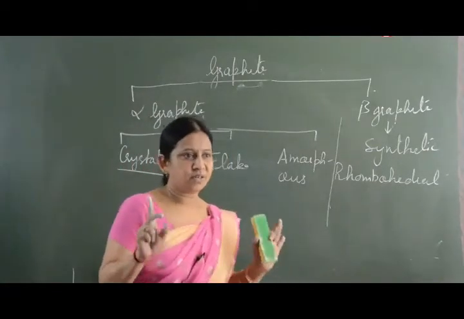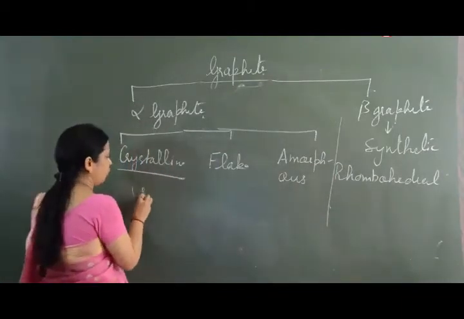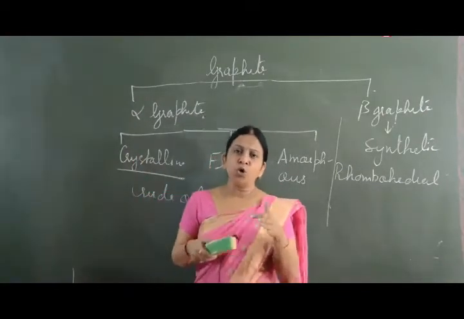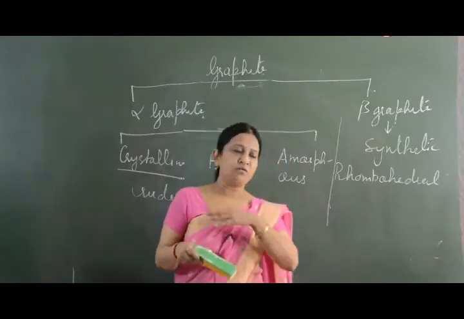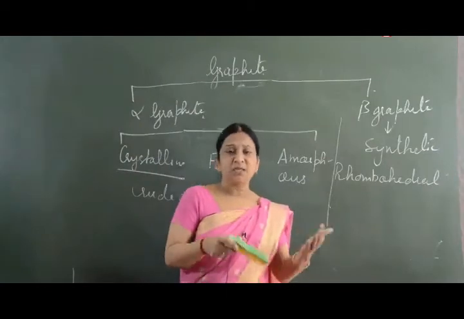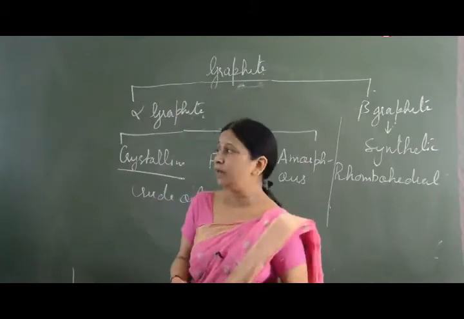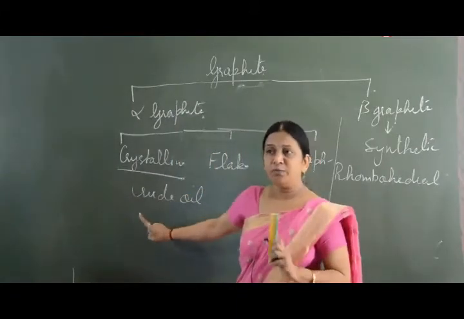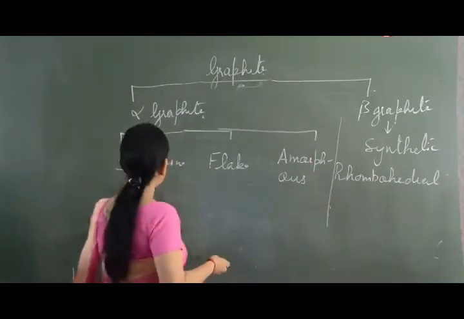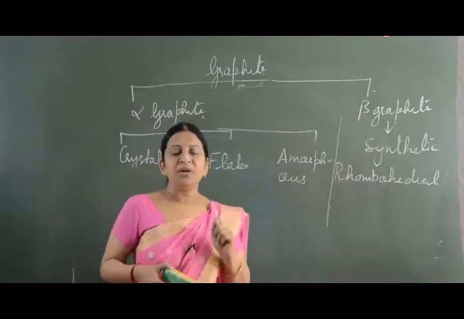It is a perfectly crystalline structure like solids, and this crystalline graphite is obtained from crude oil. In nature, the crude oil deposits which have gone through a large change in temperature and pressure with time are converted into crystalline graphite. So the origin of crystalline graphite is crude oil deposits present in nature.